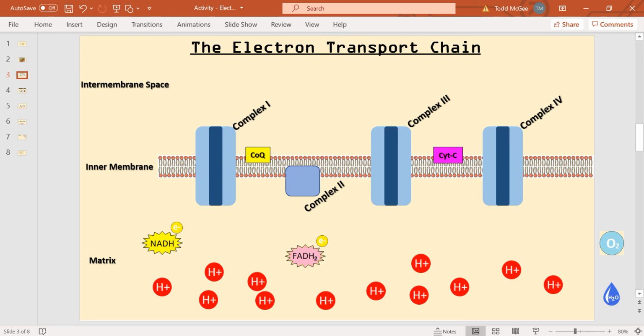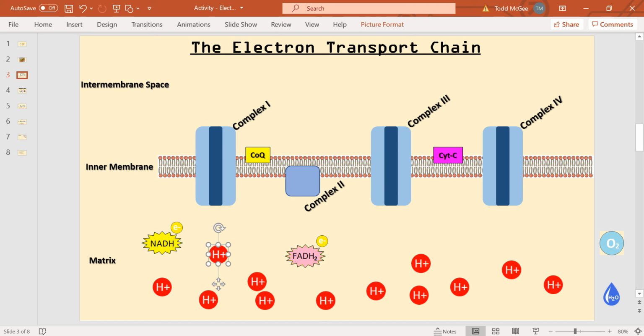We have these enzyme complexes here. And if you can see, 3 complexes have pumps in them. Complex 1, 3, and 4. Complex 2 is not a pump, but it's still going to accept electrons. So you can probably take a moment and make a prediction. What do you think is going to be pumped through these 3 complexes? And the answer is these little guys are going to get pumped through there.